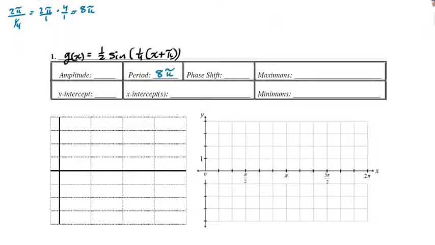Now, in order to write our period down here, we're going to scale our cheat graph out right here. We need to know the phase shift. This one does have a phase shift. The phase shift is the same as the horizontal shift. So we see a plus pi right here inside the parentheses.